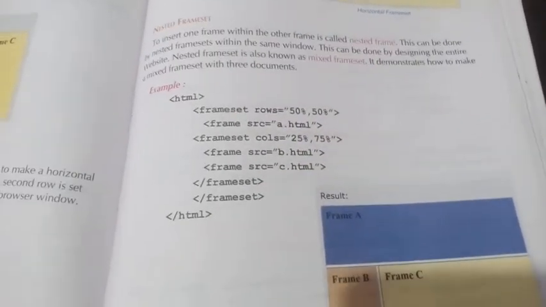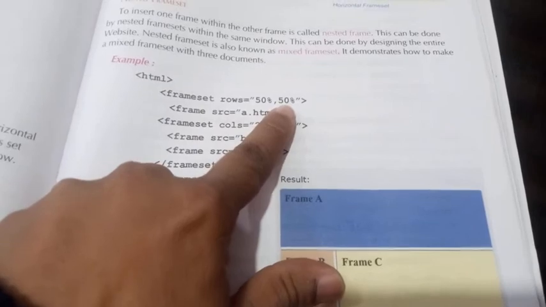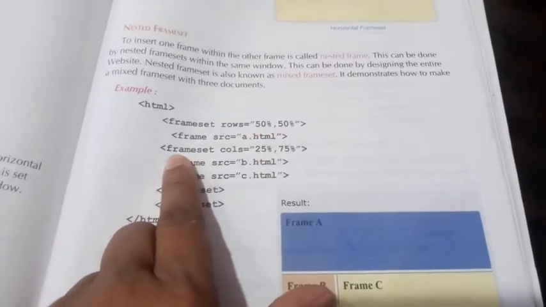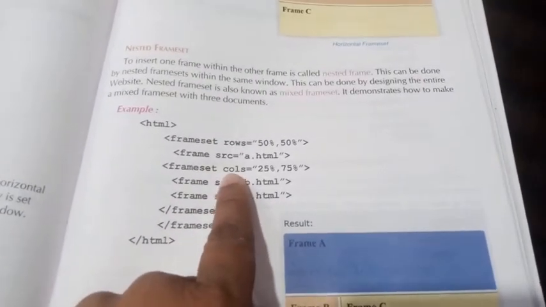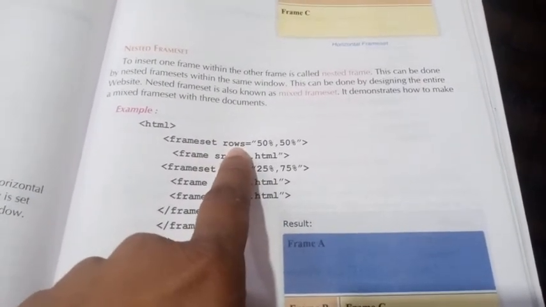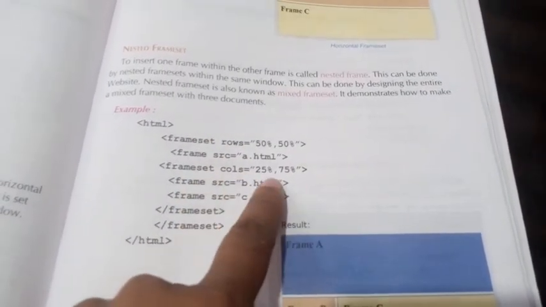This is an example of frameset with rows 50%, 50%. And this is a nested frame. Inserting one frame within another frame is called a nested frame. This can be done with nested framesets within the same window. So this is the frameset rows selected here, and after that a frameset within a frameset. This is a nested frameset. This rows horizontal frameset is divided into vertical columns.